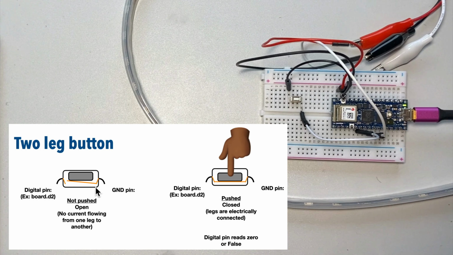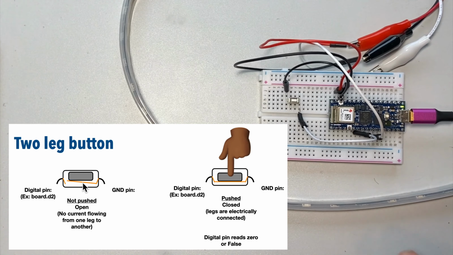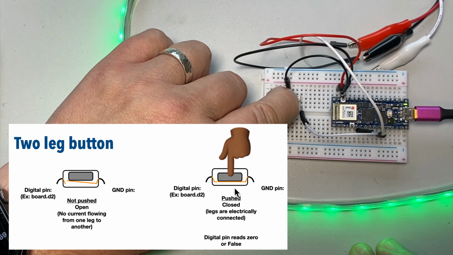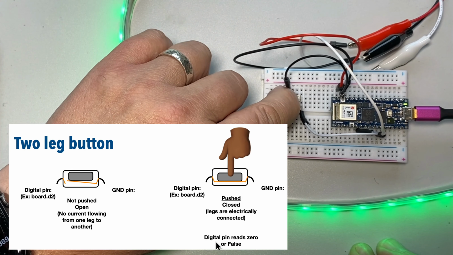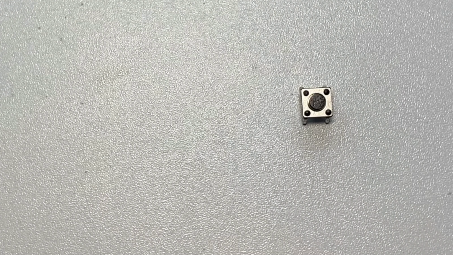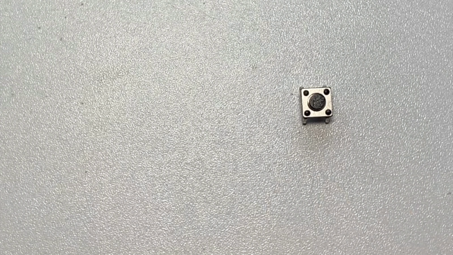When it's not pressed, there's no connection made between the legs, and when it is pressed, the legs are electrically connected, and we can read this as a zero or false, and when that happens, I program the NeoPixel strip to light up. Now there's also this kind of button with four legs, very common.